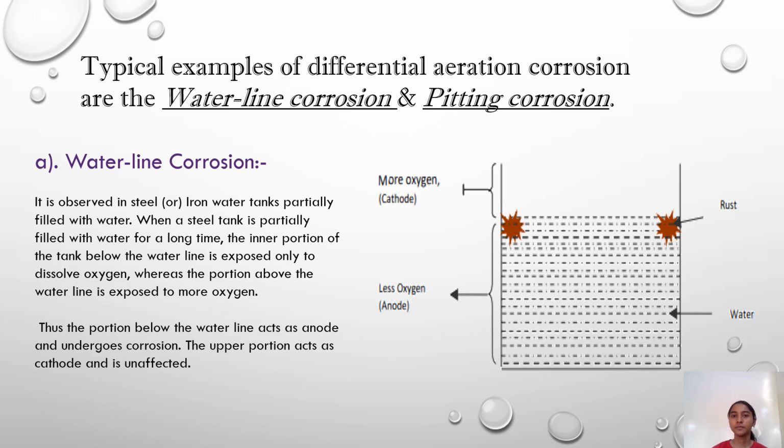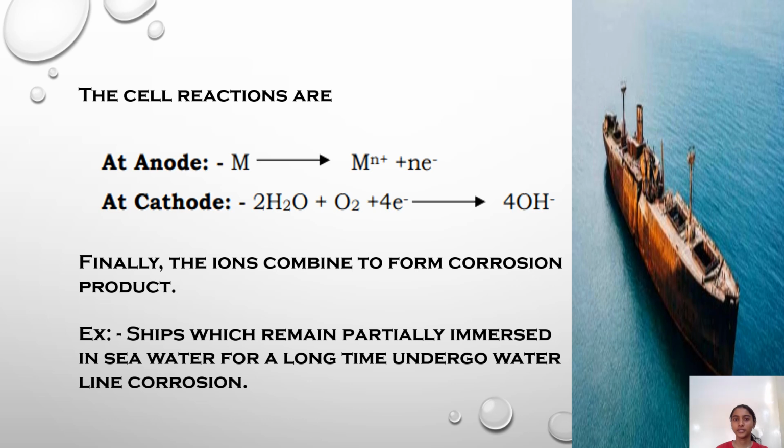When a steel tank is partially filled with water for a long time, the inner portion of the tank below the waterline is exposed only to the dissolved oxygen, and the portion above the waterline is exposed to more oxygen. Thus, the portion below the waterline acts as anode and undergoes corrosion, and the upper portion acts as a cathode and is unaffected. A distinct brown line is formed below the water level because of the deposition of rust.